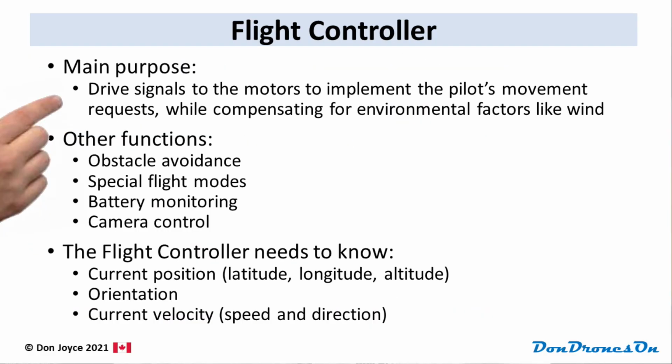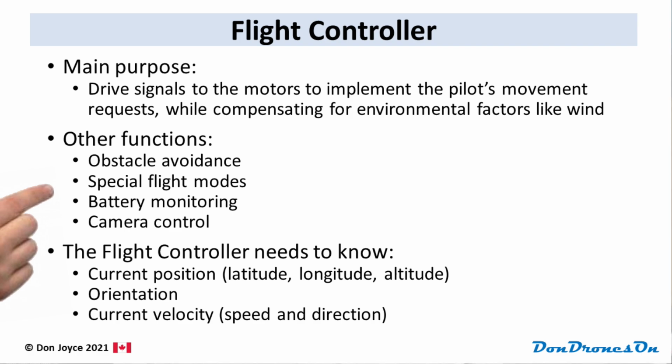The main purpose of the flight controller is to drive signals to the motors to implement the pilot's movement requests, all the while compensating for whatever environmental craziness is going on, such as the wind. The flight controller also is performing obstacle avoidance based on whatever sensors your particular drone has. It must monitor battery conditions and report to the pilot the time remaining. It's also managing camera and gimbal positioning along with the image feed to the pilot.